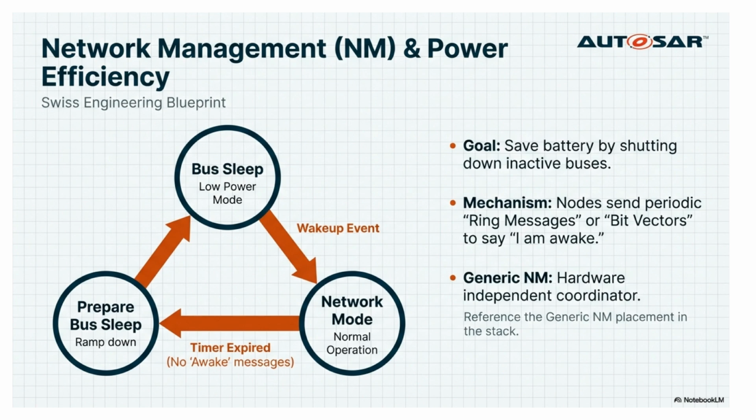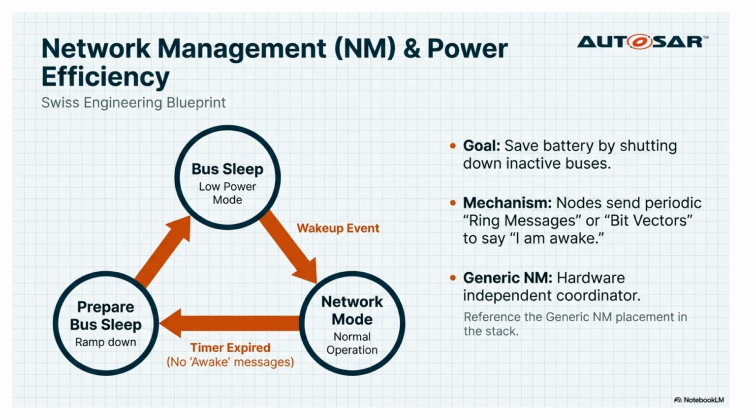Network management (NM) is the cornerstone of vehicle power efficiency. Its primary goal is to save the car's battery by shutting down inactive buses synchronously across all nodes. The stack uses a standardized mechanism where nodes send periodic ring messages or bit vectors to indicate they are awake. If a node stops receiving these messages and its internal timers expire, it enters the prepare bus sleep state to ramp down operations. Once all nodes on the cluster agree, the system enters bus sleep, low power mode.